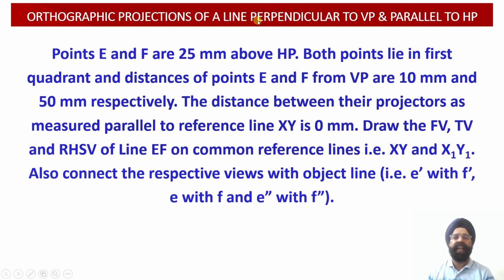Similarly, since this line is perpendicular to the vertical plane, the front view projections of this line will be converging with each other. So the two ends E and F will be converging at a point in the front view, so that the front view projection will be obtained as a point view projection of this line. And this line happens to be parallel to the horizontal plane and perpendicular to the vertical plane.